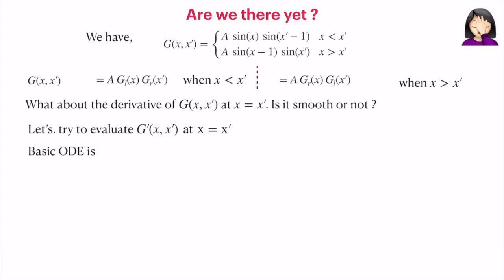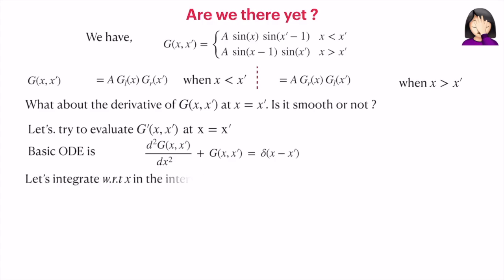So let us evaluate the derivative of the Green's function, that is g prime, at x equal to x prime. Let's start with the basic ODE. What we have is d square by dx square of g plus g is equal to delta of x minus x prime. This is what we have solved to get the Green's function. Let's integrate with respect to variable x in a closed region around x equal to x prime. That is, we integrate this differential equation from x prime minus epsilon to x prime plus epsilon, and then take the limiting case epsilon going to 0 to check the behavior of the first derivative of the Green's function.